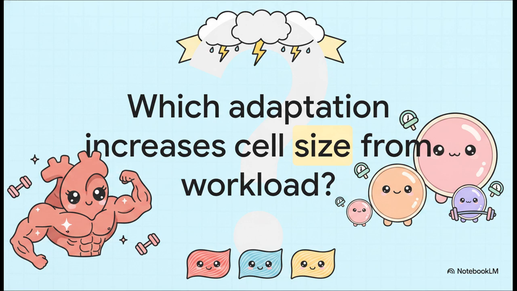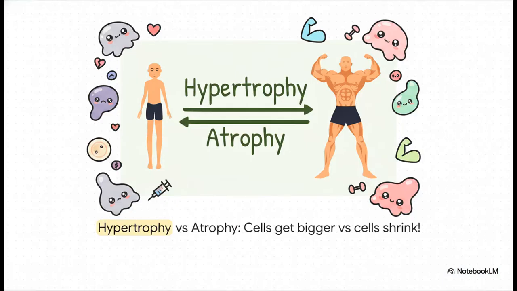Which of the cellular adaptation brothers describes a situation where cells increase in actual size because of a higher workload? Think of your heart muscle having to pump against high blood pressure for years. Yep, you guessed it, hypertrophy. Hypertrophy means the existing cells literally get bigger and bulkier. It's exactly like a bodybuilder's muscles bulking up in response to heavy lifting.